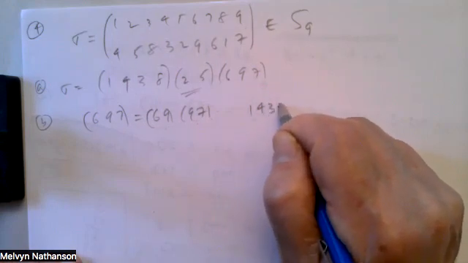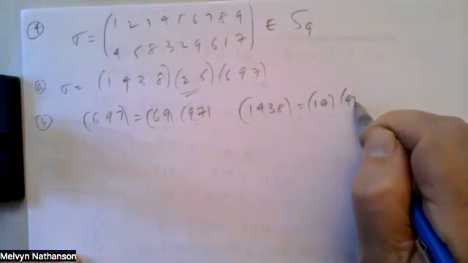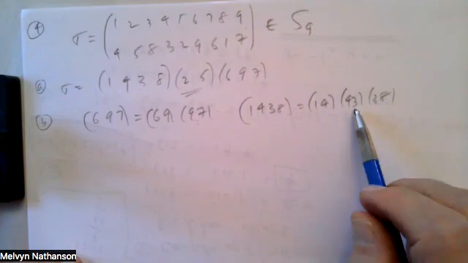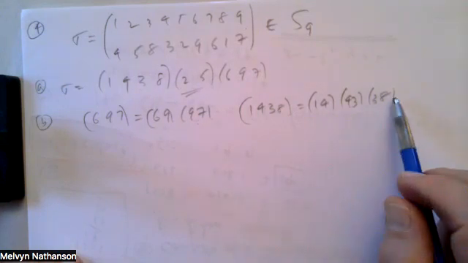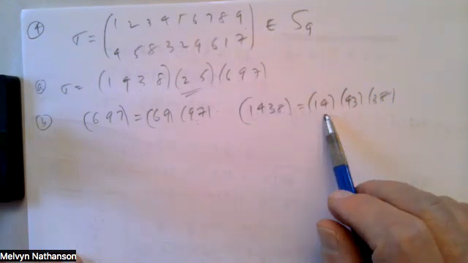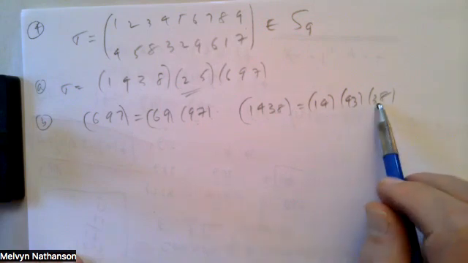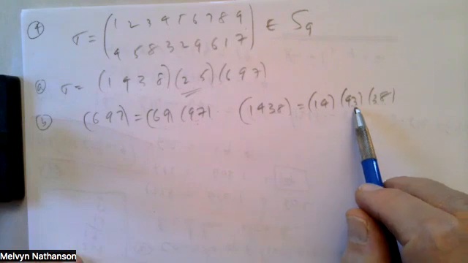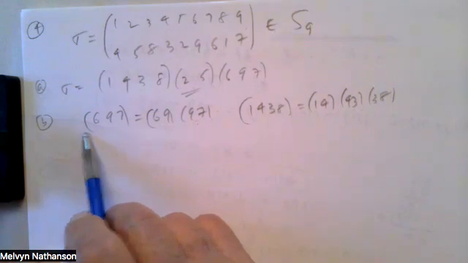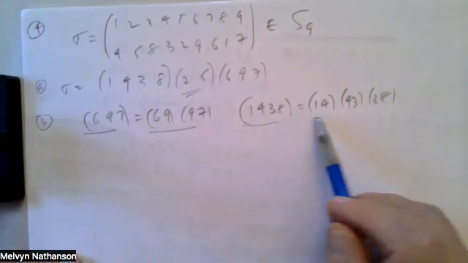And (1 4 3 8), let's see. Let's look at (1 4), (4 3), (3 8). So this sends 1 to 1, 1 to 1, 1 to 4. 4 to 4, 4 to 3, 3 to 3. 3 goes to 8, goes to 8, goes to 8. 8 goes to 3, 3 goes to 4, 4 goes to 1. So 8 goes to 1. So this 4 cycle is a product of these 3 transpositions.